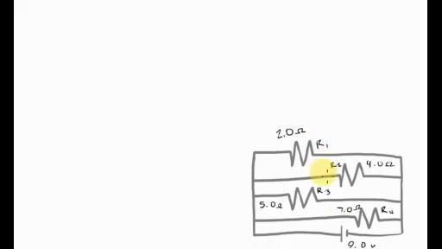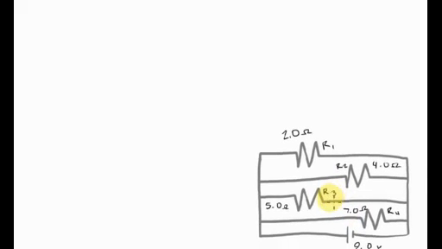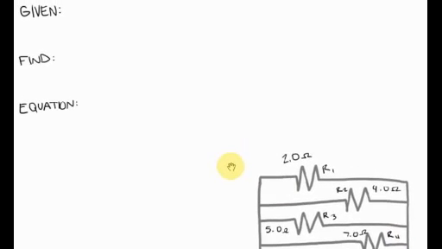There's our schematic. We have our power source here, our battery. And here's resistor 1 with a resistance of 2 ohms. Resistor 2 with a resistance of 4 ohms. Resistor 3 with a resistance of 5 ohms. And resistor 4 with a resistance of 7 ohms. And our battery is a 9-volt battery. So let's go to our give and find.